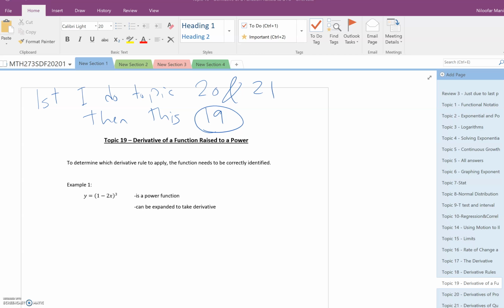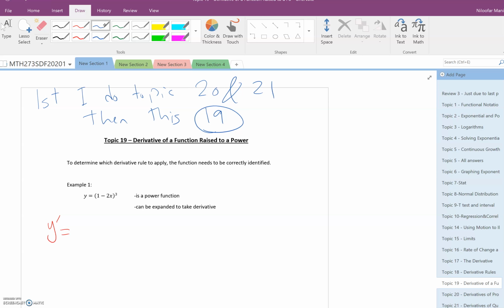Okay, so here I have this question which is y equals (1 minus 2x) cubed. It's a power function, and I want to find the derivative. So I cannot say y prime is, let me change the color, maybe it's easier to see with blue. So we cannot say it's like this, (1 minus 2x) prime cubed, for example. We cannot do that at all. So what should we do?